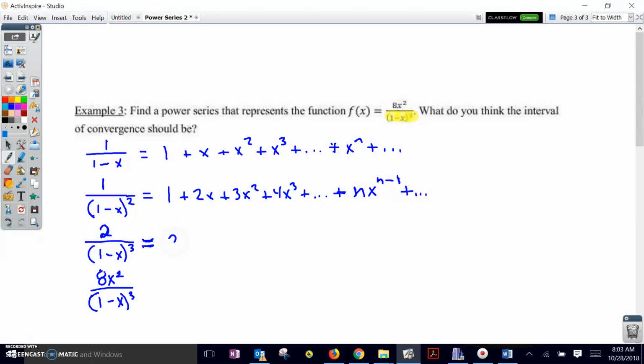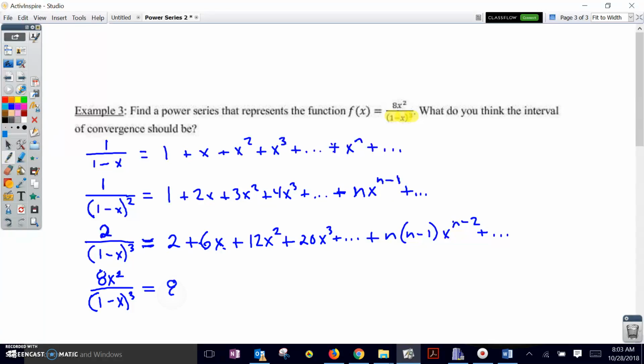The derivative of this is going to be 2 plus 6x plus 12x squared plus, what's the next one? 5 times 4 is 20x to the third. And the general term is going to be n times the quantity n minus 1 times x to the n minus 2. And now, in order to get my last series, all I did was multiply everything by 4x squared.